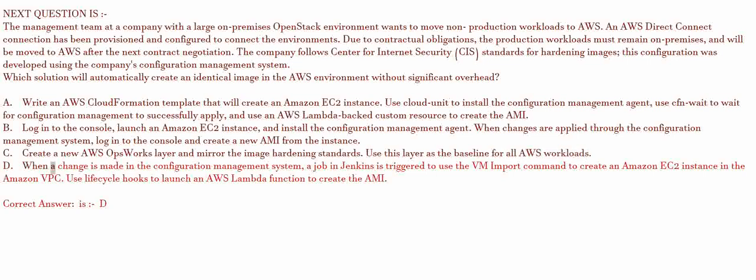C. Create a new AWS OpsWorks layer and mirror the image hardening standards. Use this layer as the baseline for all AWS workloads. D. When a change is made in the configuration management system, a job in Jenkins is triggered to use the VM import command to create an Amazon EC2 instance in the Amazon VPC. Use lifecycle hooks to launch an AWS Lambda function to create the AMI. Correct answer is D.